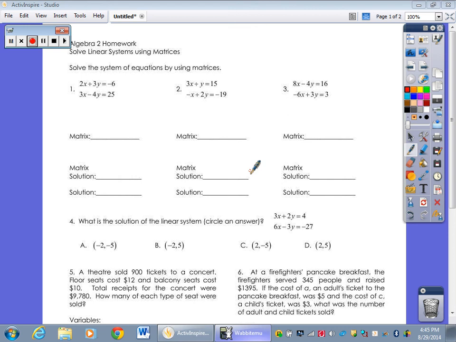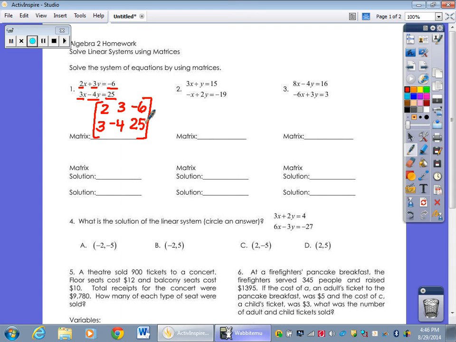Okay, so today we learned about matrices in class and how to solve the system using the calculator. In order to use the calculator, we have to set up the matrix. So in problem number 1, we're going to have 2 rows and 3 columns. We build our matrix by using the coefficients that are in the problem. So 2, 3, and -6 become our first row of our matrix. 3, -4, and 25 become our second row of our matrix.